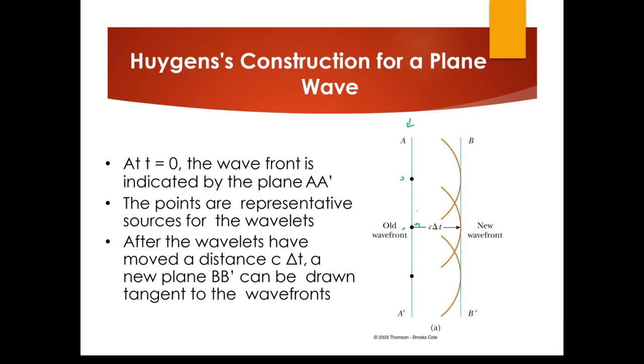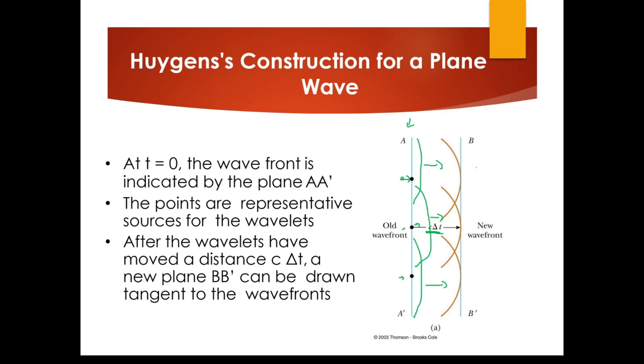this one produces this one, and then this point would produce this one, and here, with a little bit of time, it would be a little bit forward. And so after moving this distance of c delta t, these are all moving this distance all the way from A to all the way to B.